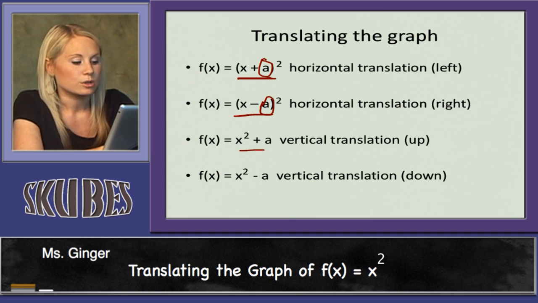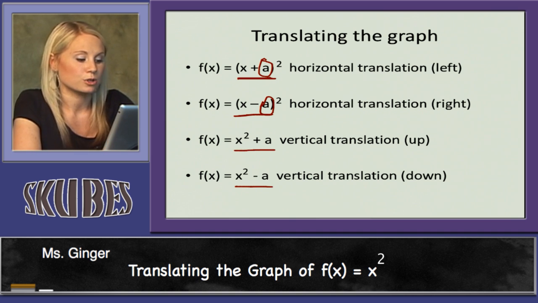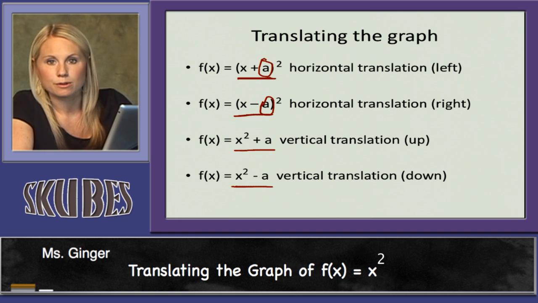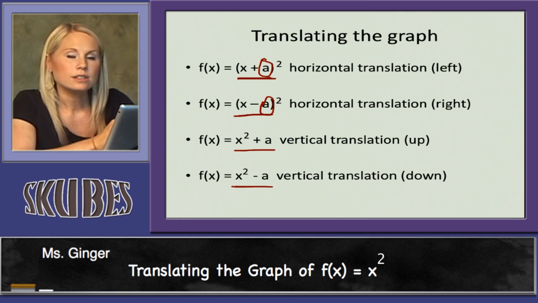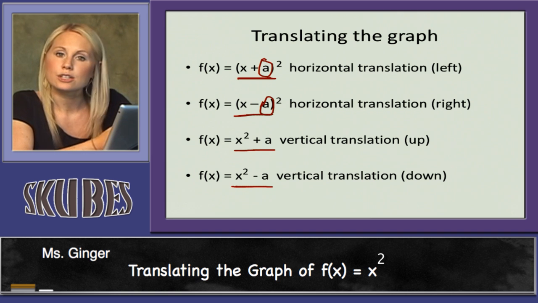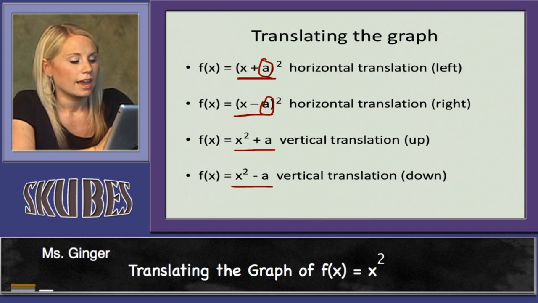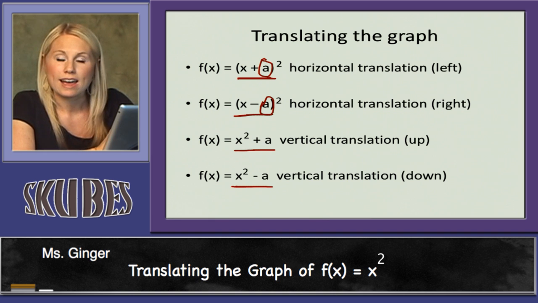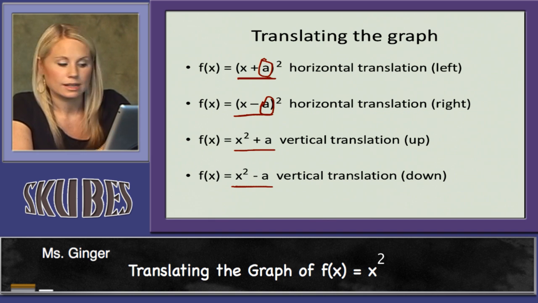If we see that our quadratic has had a number added or subtracted on the outside, away from the x squared operation, that's going to cause a vertical translation, meaning up or down. And if we see that a number's been added, that means up, and subtracted means down.